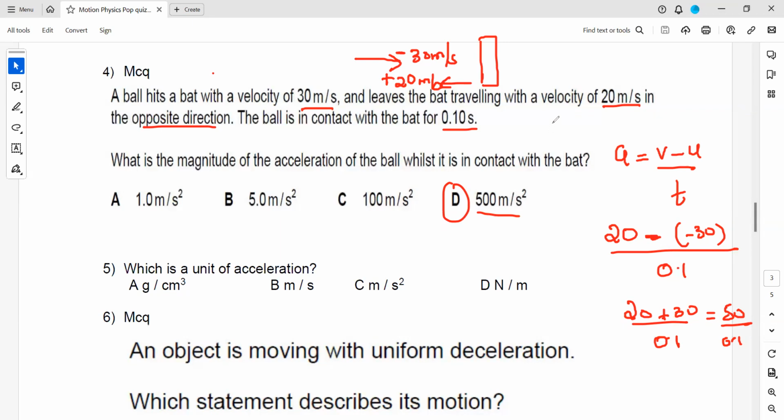Whenever a question is there in which an object is changing direction, you have to take one direction as positive and the other as negative. If I take the initial one as positive and the final as negative, I will get the answer in negative, like minus 500. But because they ask only for magnitude, they are only asking for the value, so you don't have to include the negative sign, you just need the number. Is it clear? Question 4, sorry.